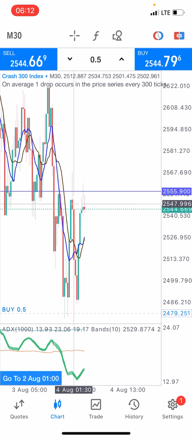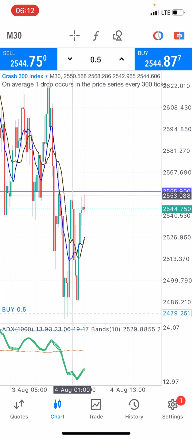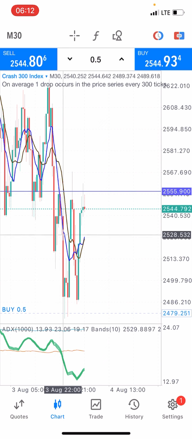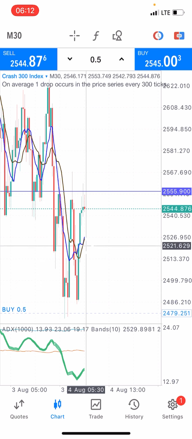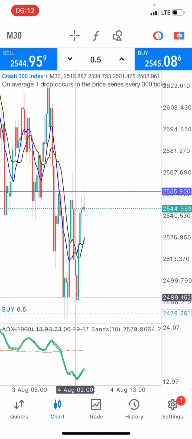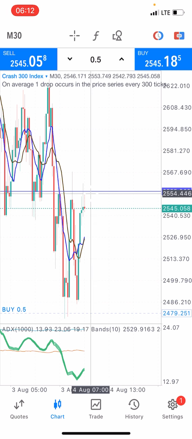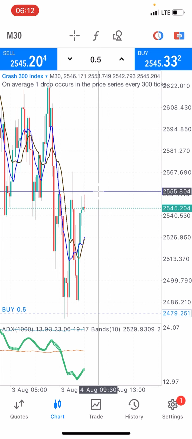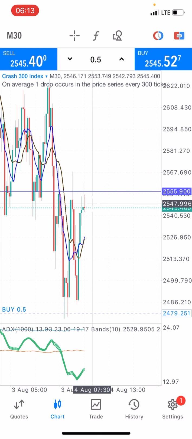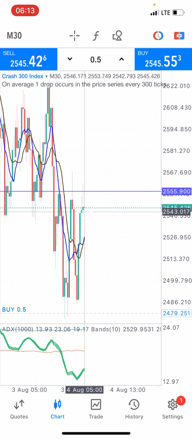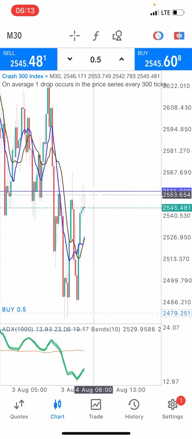Once it broke this level, it came down, retested, came down here, went up and came down again. That's when we got into this trade, and ever since then we've been in profit. And now it has gotten back to this resistance, because this resistance was a support, but now it has gone back to this resistance. And now we are likely to get some spikes. But that's by the way.